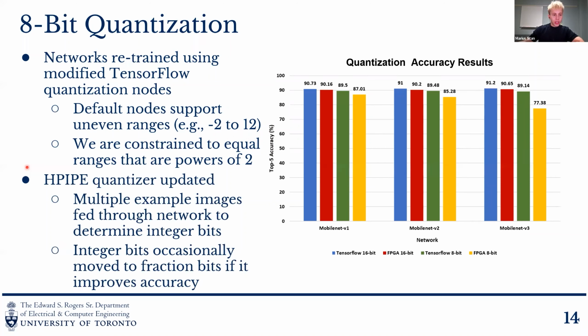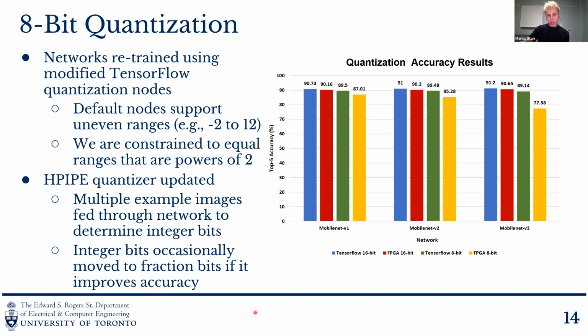We also made some changes to the HPIPE quantizer itself. We run multiple images through our neural network before generating any hardware to determine the number of integer bits that we need to use for each layer. This is to make sure we're not saturating or clipping too many values, so we can represent the full range of values that we need to in each layer. That being said, if we have, let's say, 1 or 2 larger values in each layer out of 100,000, for example, it might be worth it to move some of the integer bits to fractional bits if it improves accuracy, even if it means just those couple of values end up saturating.